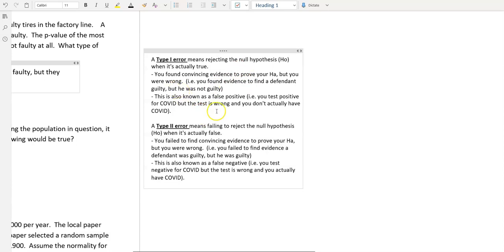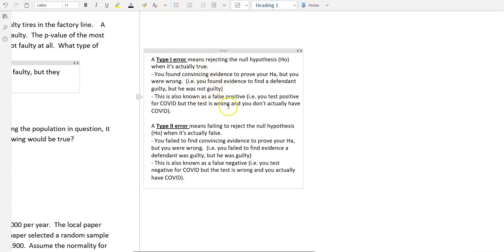This is also called a false positive, which means you tested positive for COVID, but the test is wrong, you don't actually have COVID. That would be another good example of a type 1 error. So type 1 error means you proved it. You rejected the null, but the null was actually the right thing. So we rejected that the tires were okay, but they were actually okay. So it's three different ways of thinking about the same thing here.